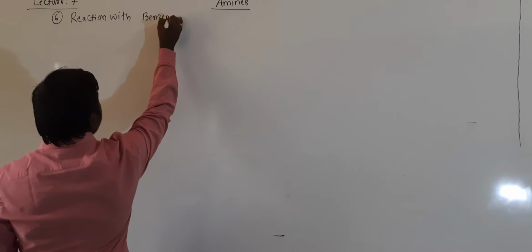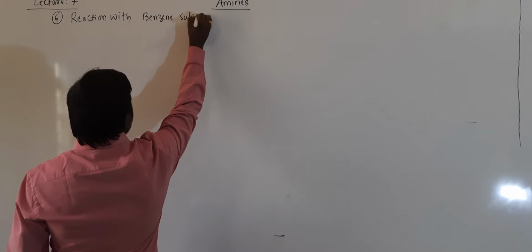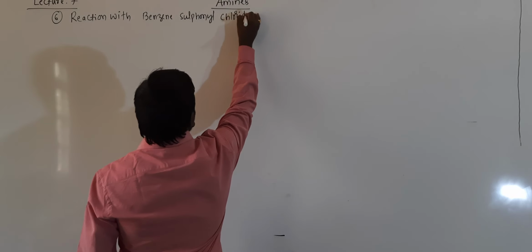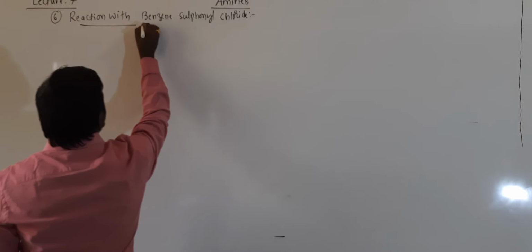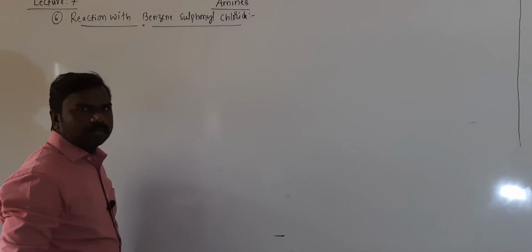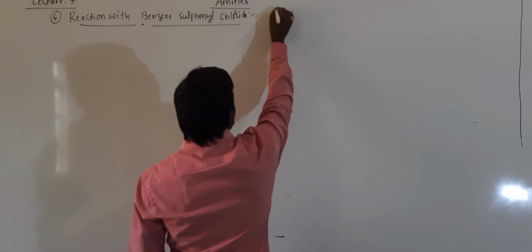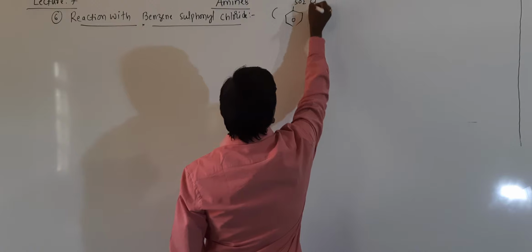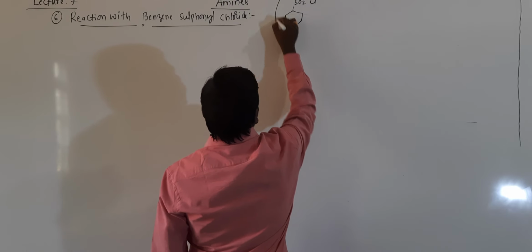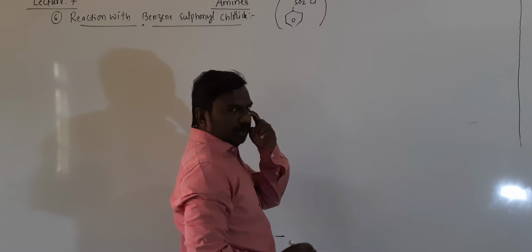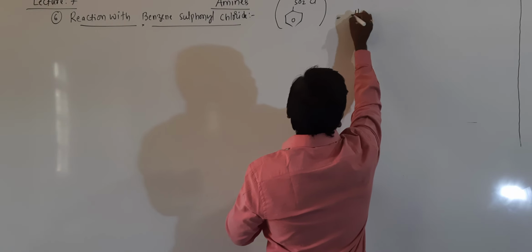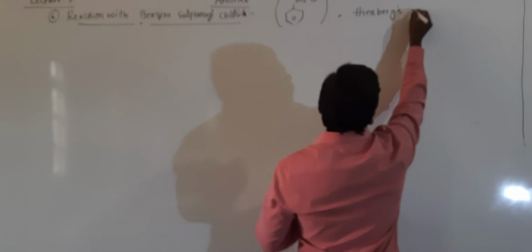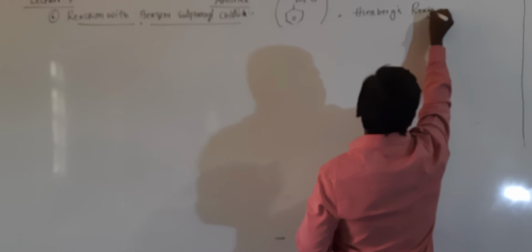benzene sulfonyl chloride. Benzene sulfonyl chloride: its formula is a benzene ring with SO2Cl. It is also called Hinsberg's reagent. One mark question, students.